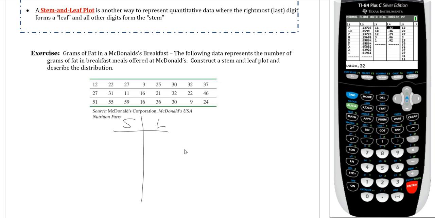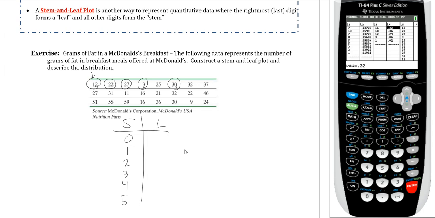The stems in your stem and leaf plot will represent the leftmost digits. So in this case, if I look at these numbers I have here, 12, 22, 27, 3, 30, I have a lot of numbers like this. The leftmost digits here are the tens digits. So my stems are going to represent the tens. So I have 0 because I have some that don't have any tens, like 3 and 9. I have 10s, 20s, 30s, 40s, 50s, and I don't think I see any 60s, but if I do find some, I can always fix that.